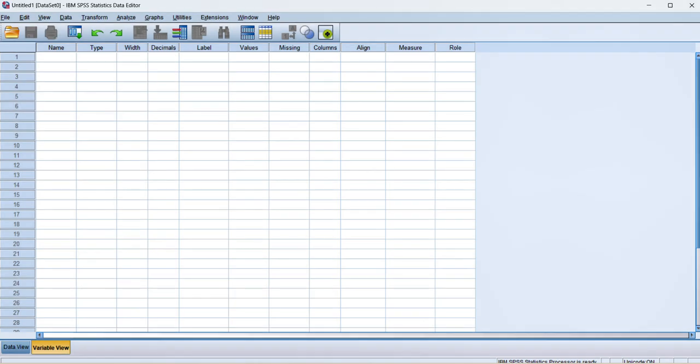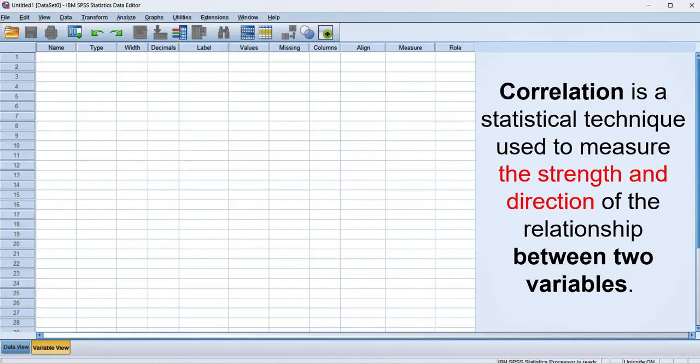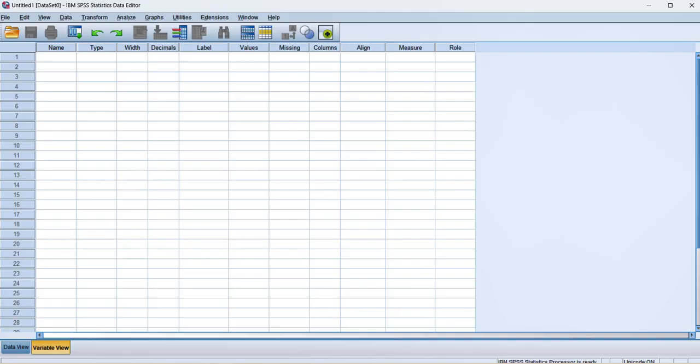In this tutorial, we will learn correlation analysis. Correlation is a statistical measure that indicates the degree and direction of association between two variables. Keep in mind, correlation measures association and not causation. A strong correlation does not necessarily imply that one variable causes change in the other.